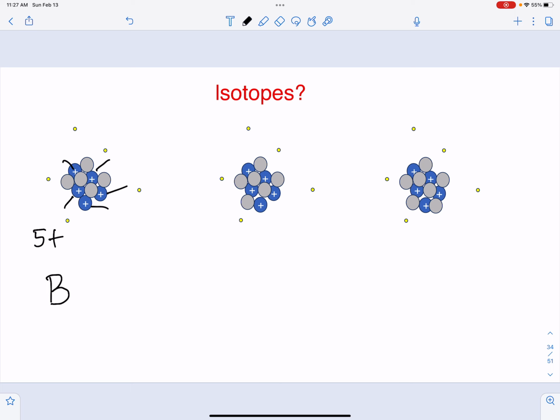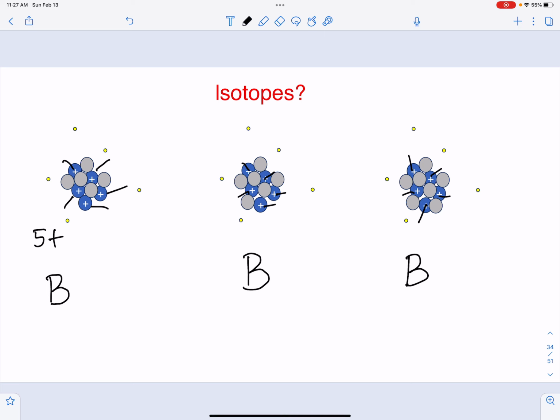What about the next one? 1, 2, 3, 4, 5. That's also going to be boron. And the last one, 1, 2, 3, 4, 5. 5 protons, so atomic number 5, so that's also boron.